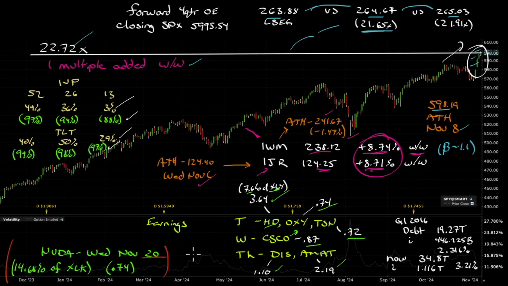We don't get that till next week, November 20th. The expectation is 74 cents. 14.68% of the XLK. That's for the tech sector. That's a big weighting in there, and a big weighting in the S&P. Since their last earnings report, if you had followed their guidance all the way down to EPS, they were basically guiding to a flat EPS.